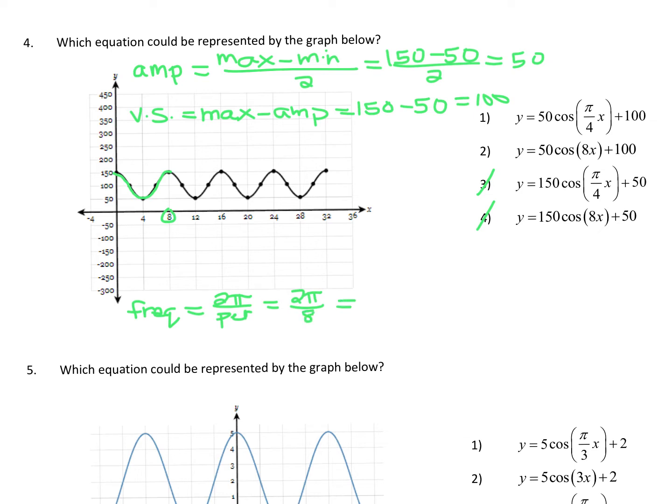Since 2 over 8 simplifies to 1/4, we're left with 1 pi over 4, or just better yet, pi over 4. And that's what it says right here in choice 1. So choice 1 is our answer.